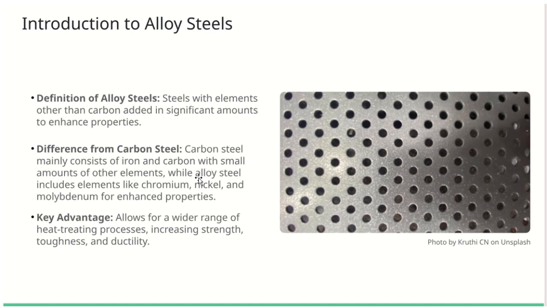That is the basic principle of alloy steel. You can imagine carbon as grains of particles of the same size. When they are all the same size, 100%, it's not that strong. You must put in smaller elements to make it tighter and stronger. This is different from carbon steel, which consists of iron and carbon with a small amount of other elements, while alloy steel includes elements like chromium, nickel and molybdenum to enhance properties. The key advantages are a wider range of heat treating processes, and increased strength, toughness and ductility.